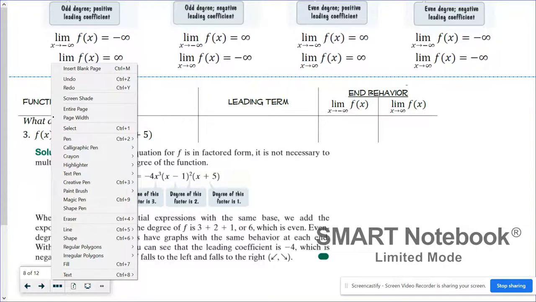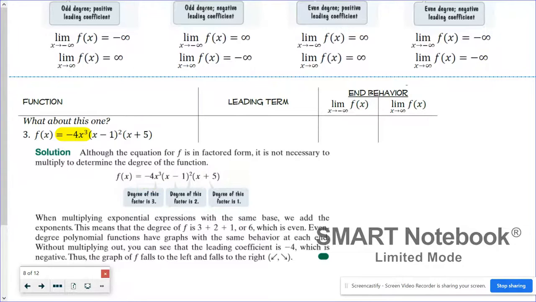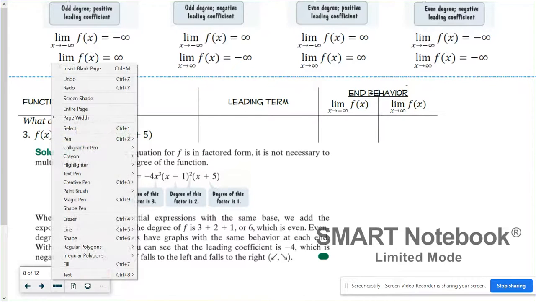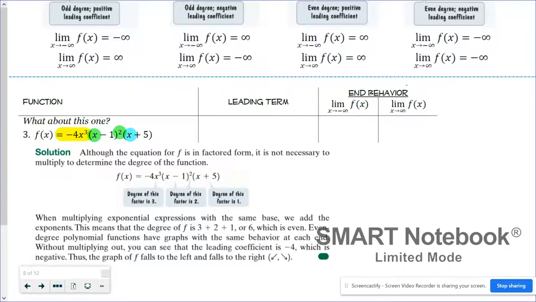The next factor, I have the quantity x minus 1 squared. So it has a leading term of x, and I do need to consider the exponent of 2. Because if I expanded x minus 1 squared, I'd get x squared something, okay? And then the third factor is x plus 5. It has a leading term, I should say, of x, and then no outside exponent, okay?